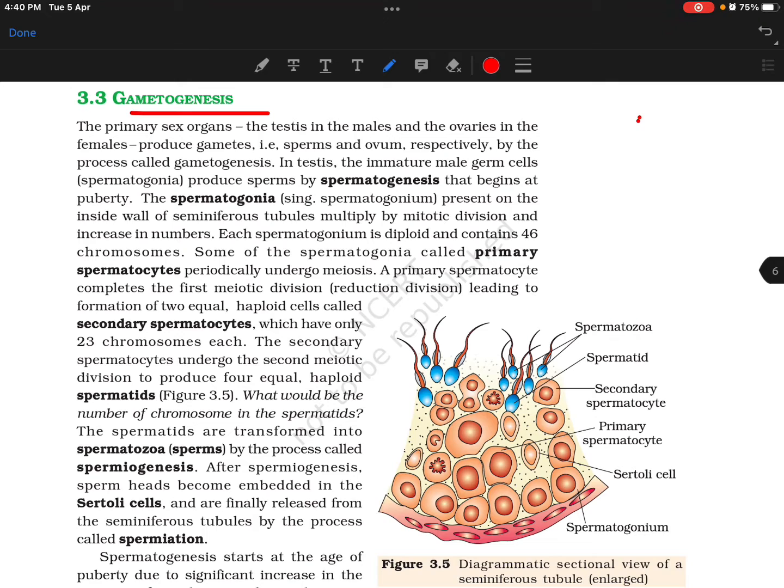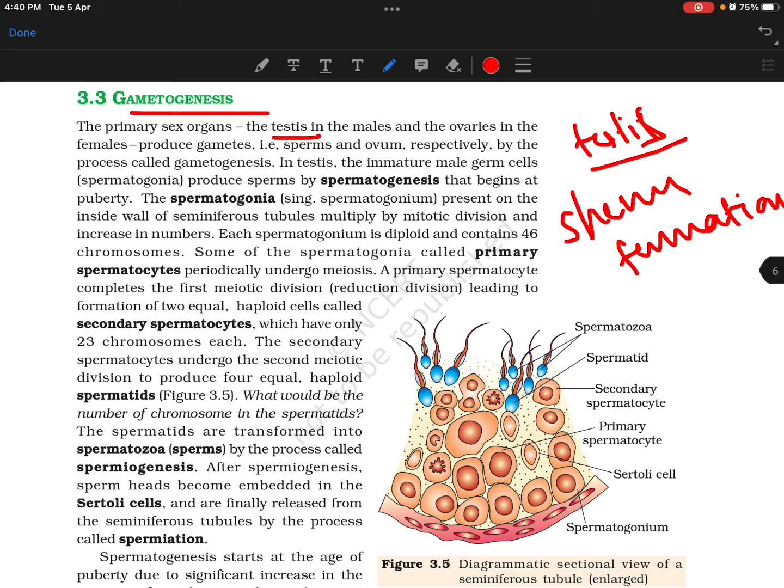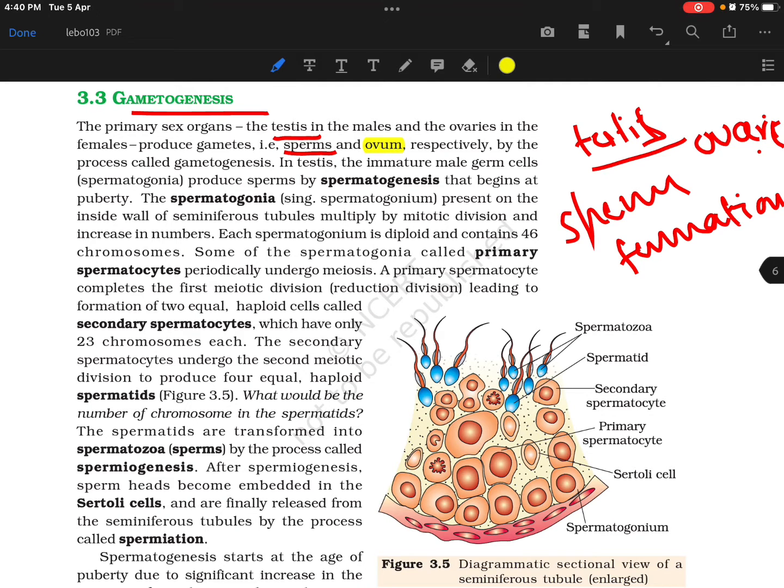Gametogenesis. Today we will see the gametogenesis, and we will only see sperm formation. Testis is the primary sex organ in the male, and the ovaries are the primary sex organs in the females. Testis produce sperms and the ovaries produce ovum respectively.